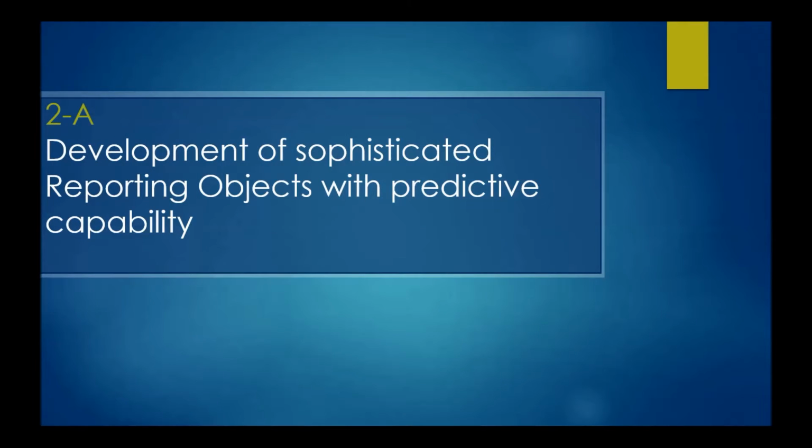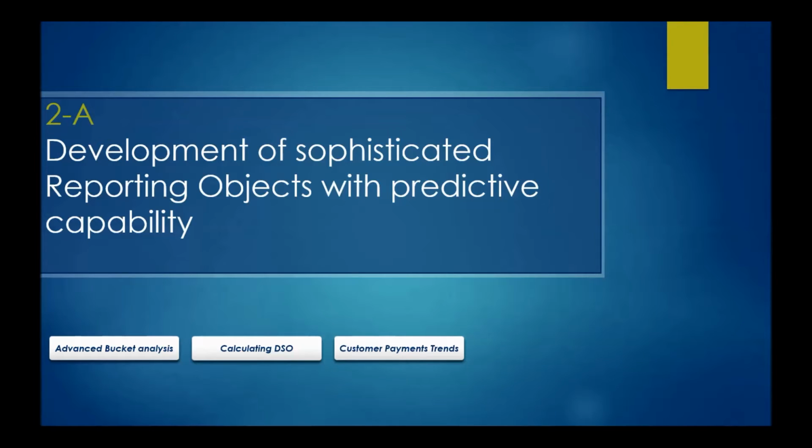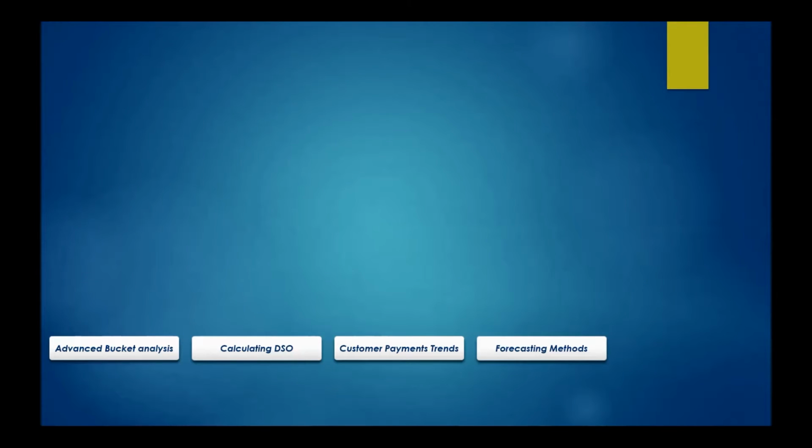Let's take a closer look at components of reporting objects taking credit management into consideration. Advanced bucket analysis examines the nature of receivables and aligns next steps in age analysis. DSO calculation examines trends in age analysis. Customer payment trends identify key trends when customers pay. And forecasting methods, we explore some of the rich functionalities in Excel that allow for advanced forecasting.